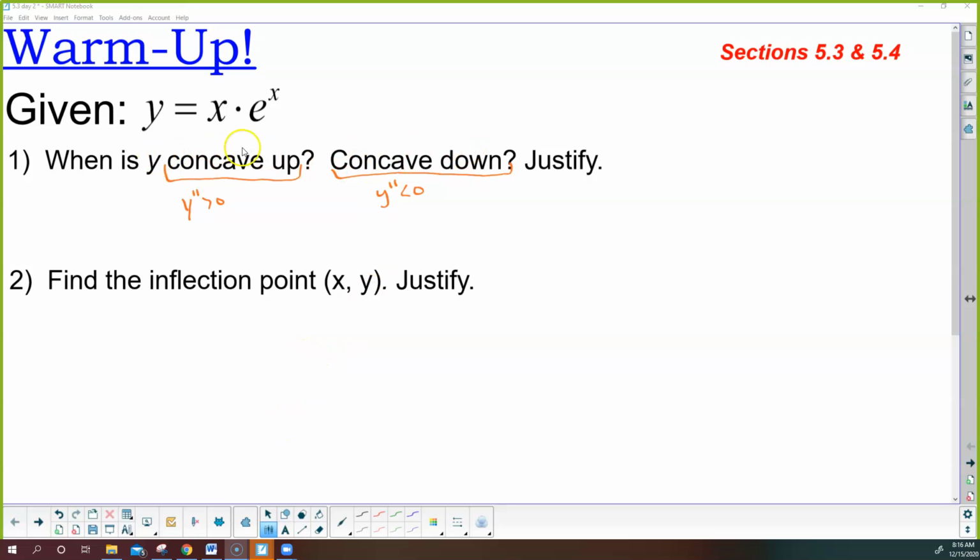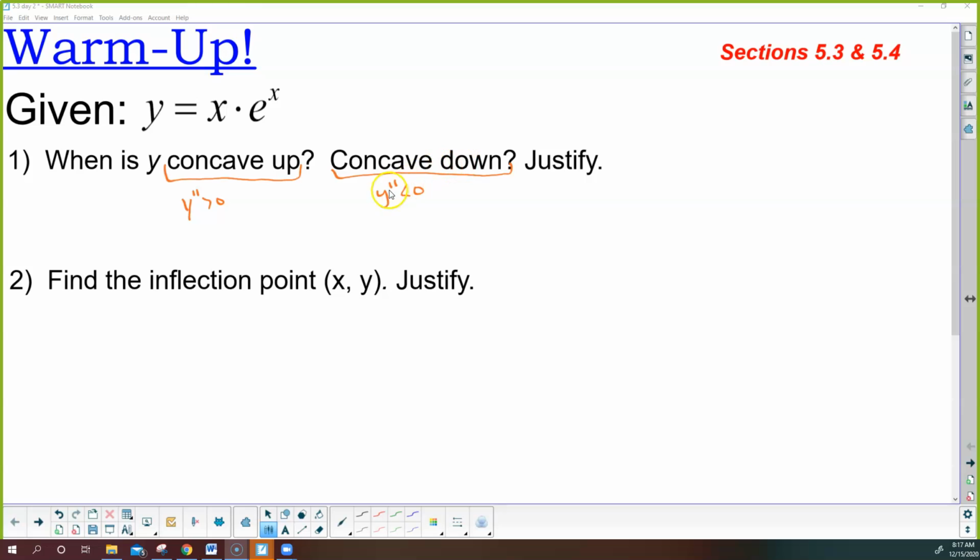Okay, so we're going to focus on finding out when y is concave up, and I'm focusing on the justifying piece first. Well, what do I need to know? If this function is concave up, then its second derivative has to be positive, or we say it's greater than 0. That's all you need for the justification piece, is this piece written in orange.